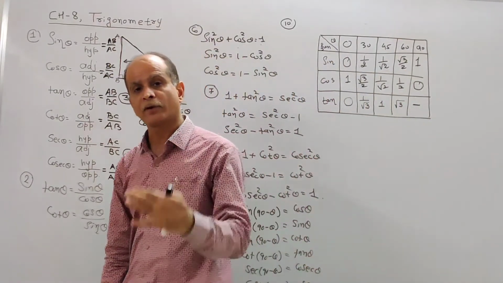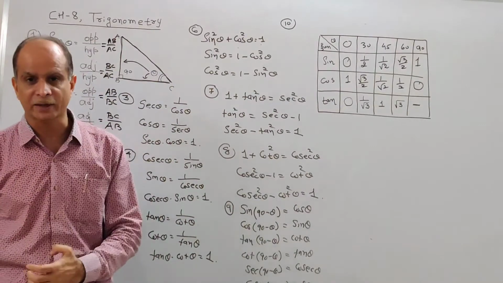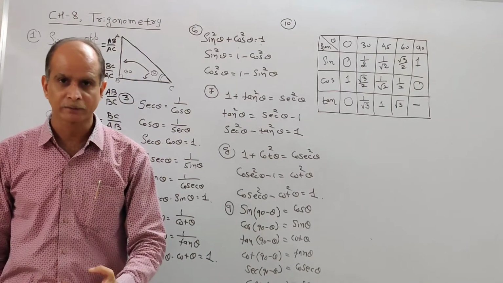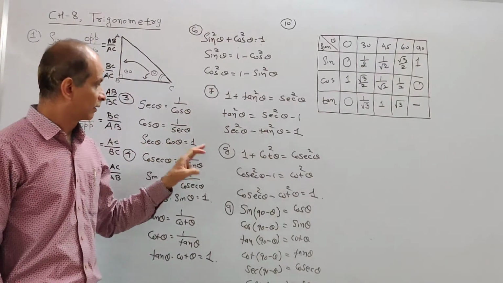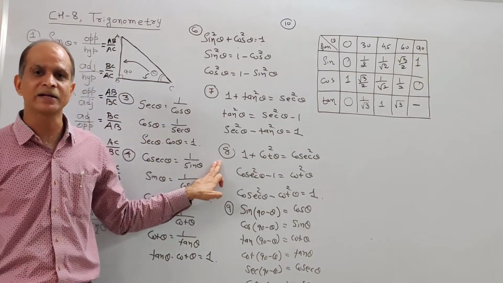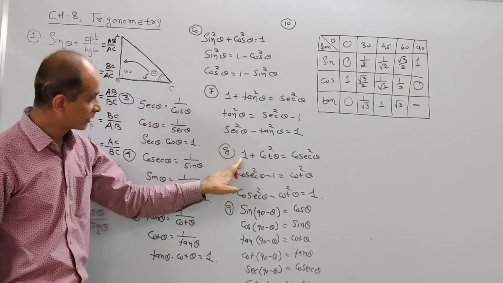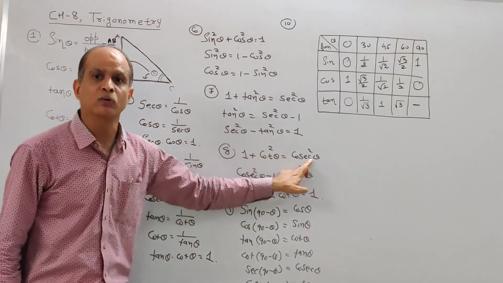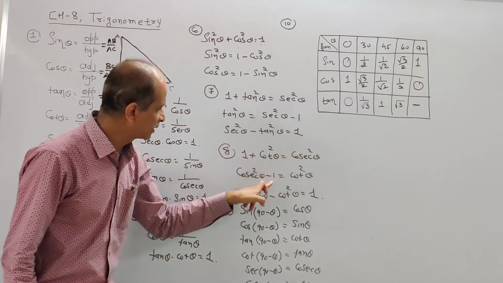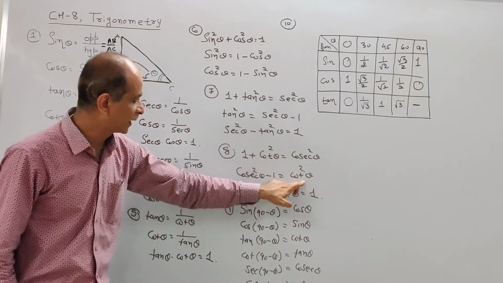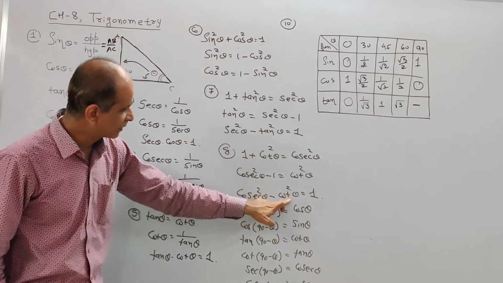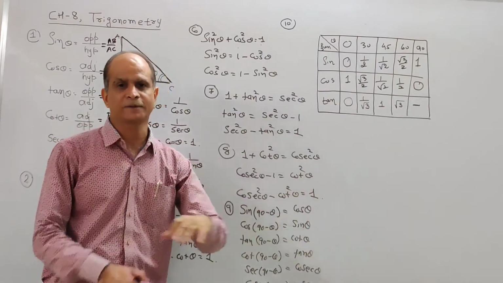Now if you want to convert cot into cosec or cosec into cot, that is relationship between cot and cosec, you have to use formula number 8, that is third identity of trigonometry. 1 plus cot square theta is equal to cosec square theta. Therefore, cosec square theta minus 1 is equal to cot square theta. You can also write cosec square theta minus cot square theta is equal to 1.